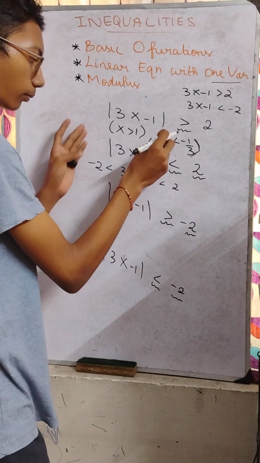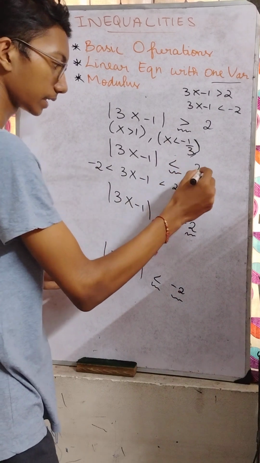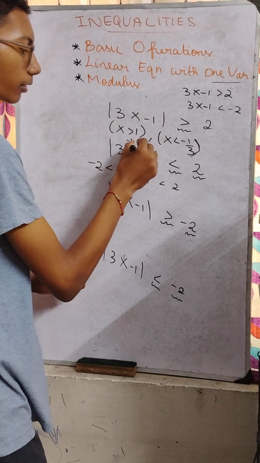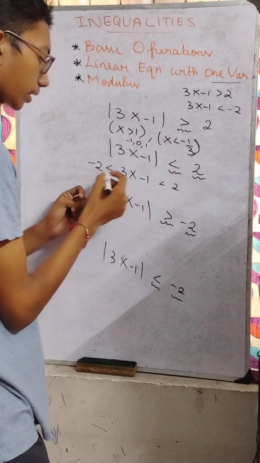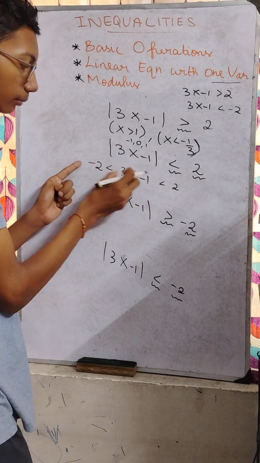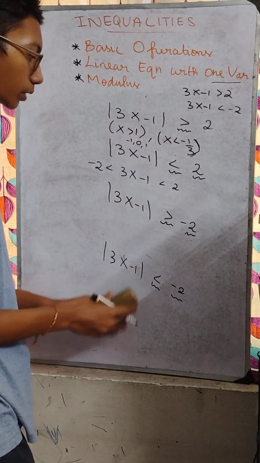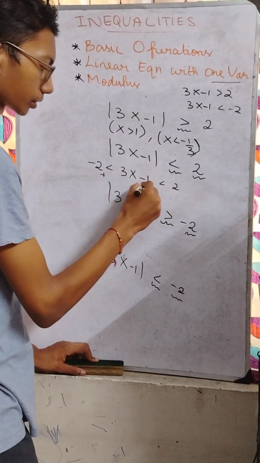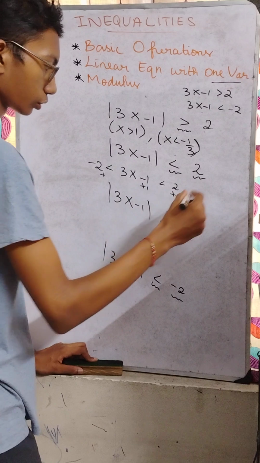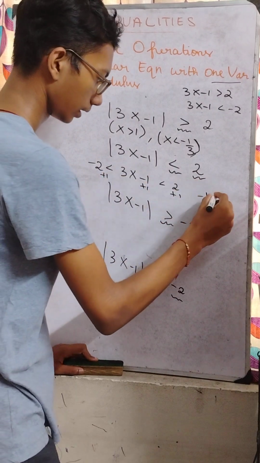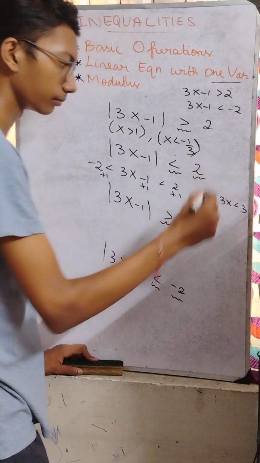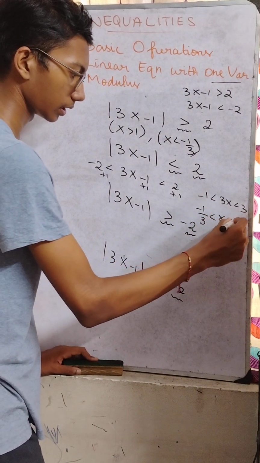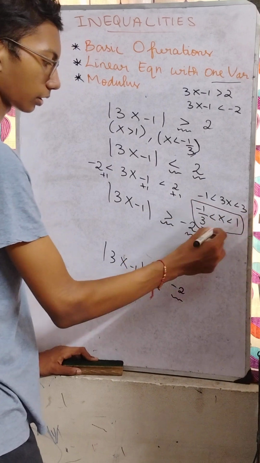This is the way for solving these kinds of equations, because the modulus of 3x minus 1 must be less than 2, which means we can have values like minus 1, 0, 1 and so on. These numbers are greater than minus 2 and less than 2, so that's why this form is used. We can just solve this by adding 1 on all 3 sides. So we have minus 1 less than 3x less than 3. Divide all these by 3. So minus 1 by 3 less than x less than 1. This is the answer for this equation.